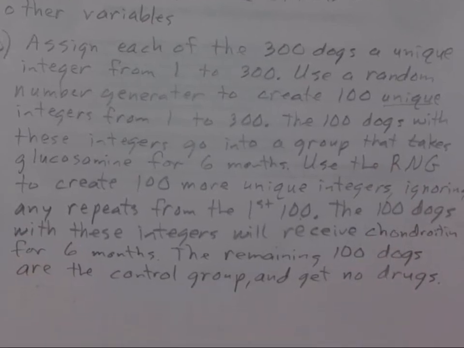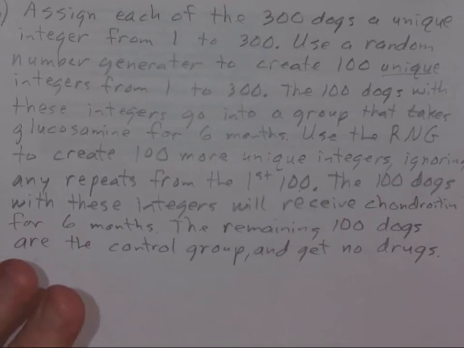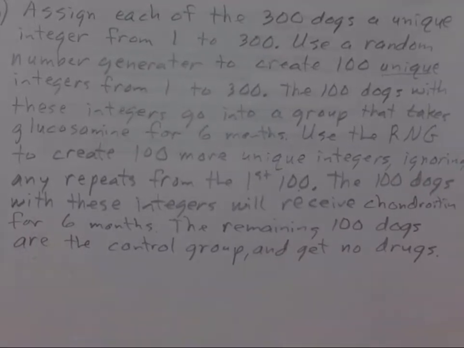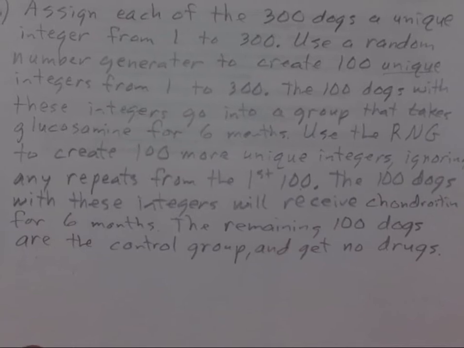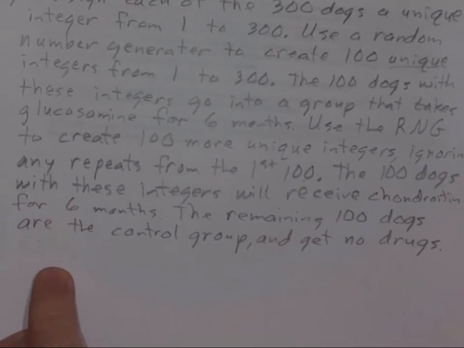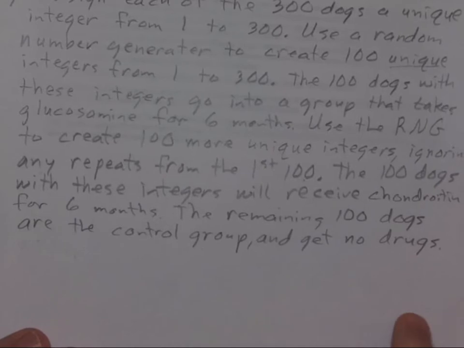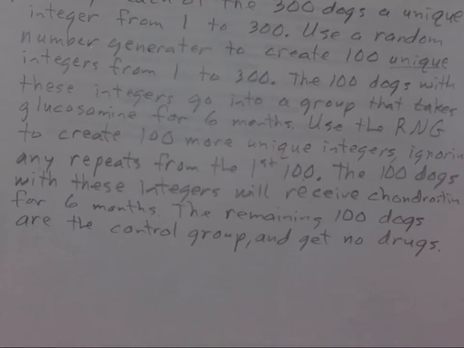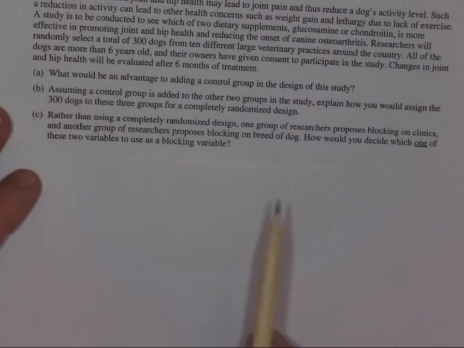Now, this one just asks us to talk about how we would randomly assign. If you were doing the whole experimental design, you would then say compare the improvement in joint and hip health between the three groups. Okay, that was the only thing that needs to be said to make it a complete experiment. All right, and so then we have part C.